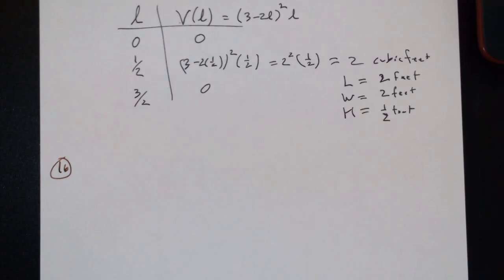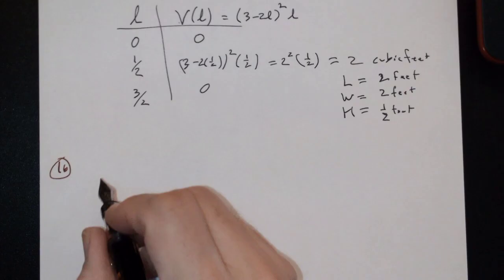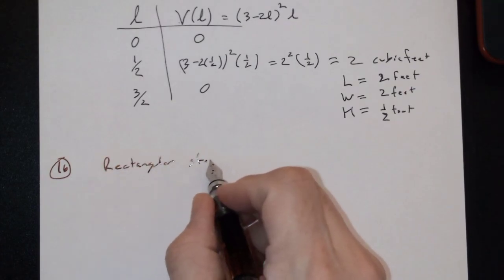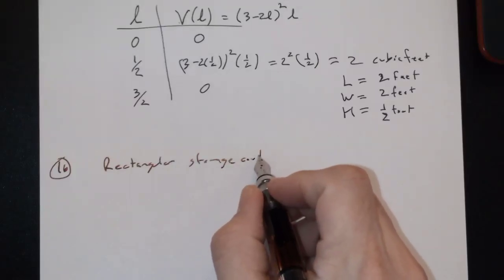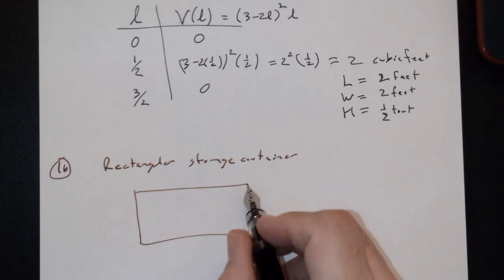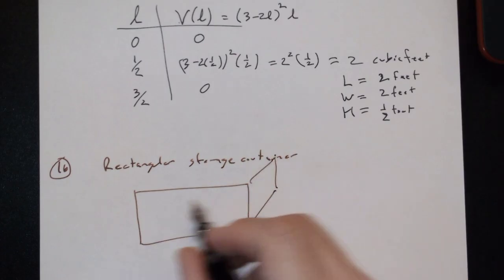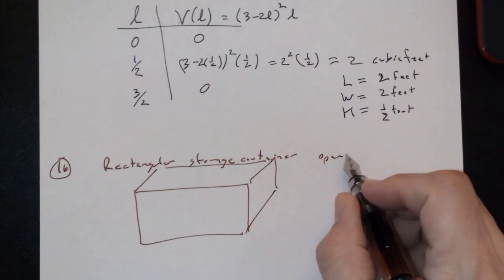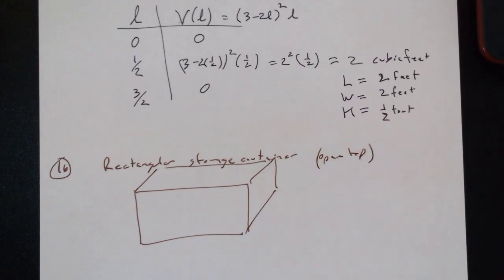A box with a rectangular storage container. Okay, that's an important statement. Rectangular. With an open top. So I only need to worry about 5 sides. I don't have to worry about 6. Is to have a volume of 10 cubic meters.